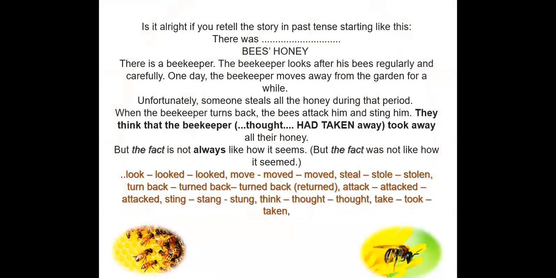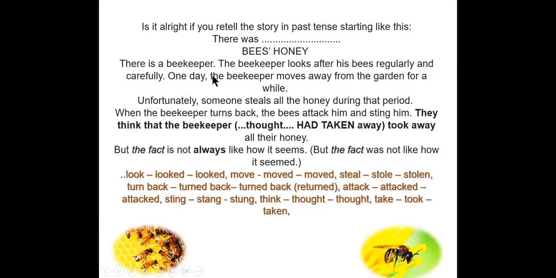Okay, another story. Is it all right if you retell the story in the past tense starting like this? There was. Now let's read the present form of it first. Everybody tells a story in two forms. First present form and the second form. Okay. Bees, honey.